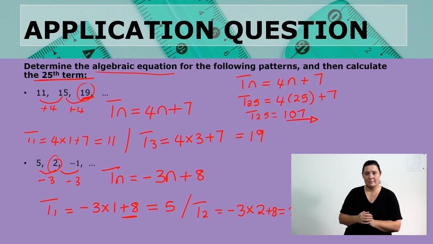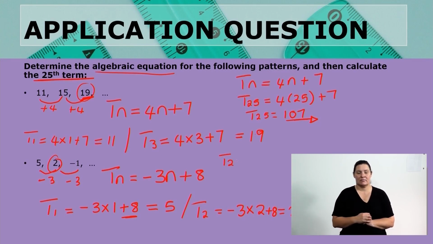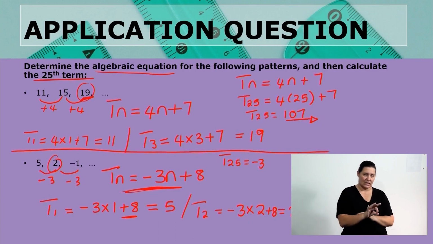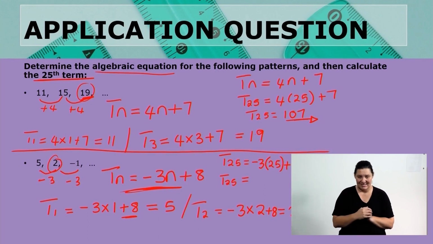Let us do the same thing for this second number pattern here at the bottom. That is going to be our term 25. And we are going to just take this formula that we were working with here and say negative 3. We're going to put the 25 in brackets and we are going to add 8. So, what is negative 3 multiplied by 25? If you are thinking of negative 75, you are correct. When we add 8 on that negative 75, our answer is going to be negative 67.